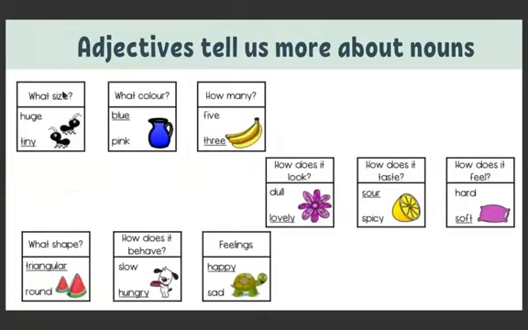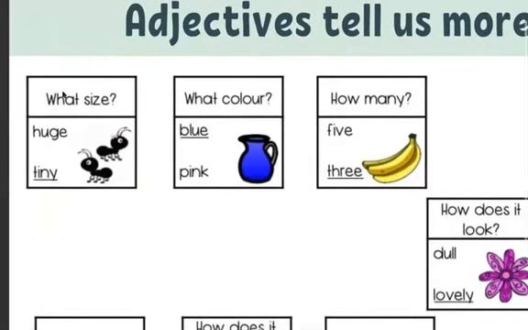Now you can see many boxes here. In those boxes, you can see some pictures and two words are written. And one question is asked here. What size? You can see. What is this? Ant. Yes. So ant is huge or tiny. Two describing words are given. You have to choose the correct one. Ants are tiny. Ants are tiny in size.